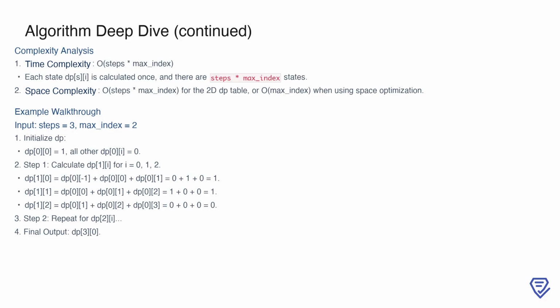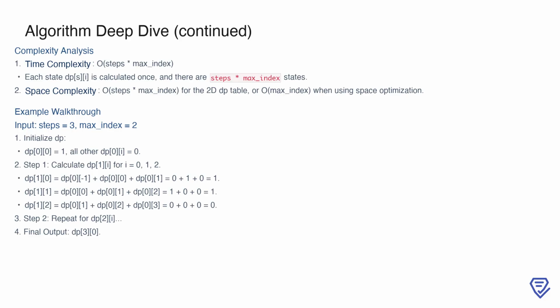Finally, let's analyze the complexity of our approach. The time complexity is O(steps * max_index), as we compute each state dp[s][i] exactly once, and there are steps multiplied by max_index such states. For space complexity, the full 2D dp table uses O(steps * max_index). However, with the space optimization, we bring this down to O(max_index), since we only store the results for the current and previous steps.